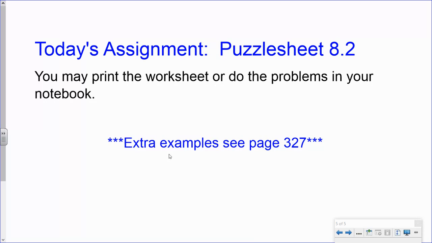If you need any extra examples, you can see page 327 in your textbook, and there is one more example that's worked out there if you need extra help. Be sure to reach out if you have questions.